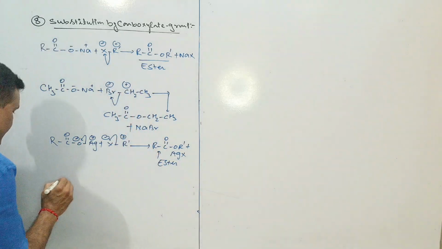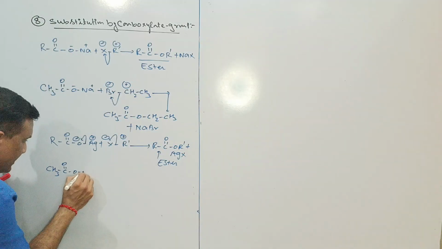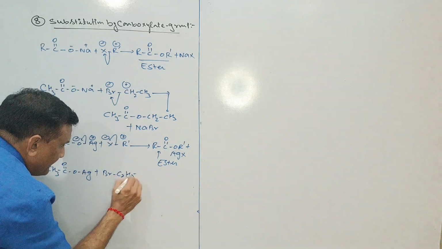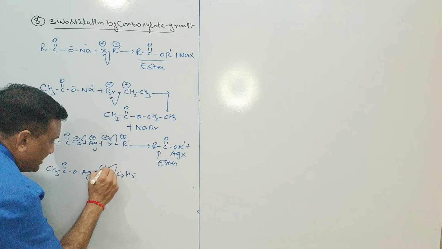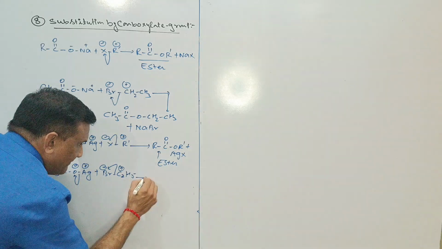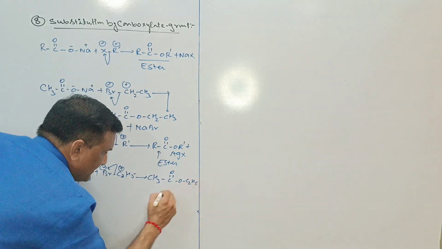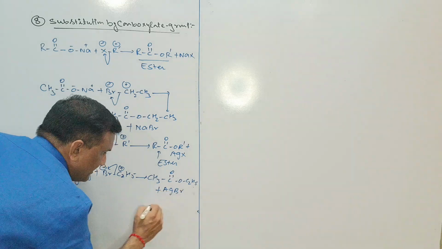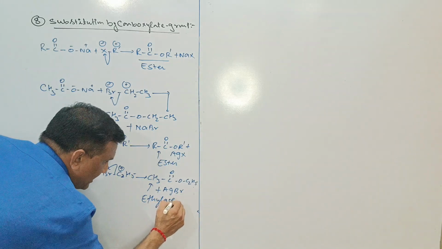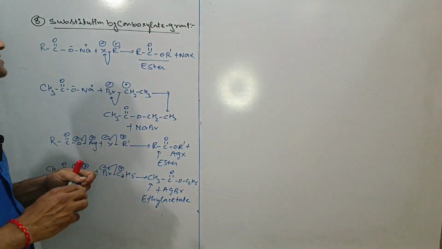Here is the ester. If we go with the example, then we can take CH3COOAg plus Br and C2H5. The electronegativity of Br is greater than carbon, and here it is greater than silver. So here will be formation of CH3COOC2H5 plus AgBr. This one is called ethyl acetate as a common name. This was regarding the substitution by carboxylate group.